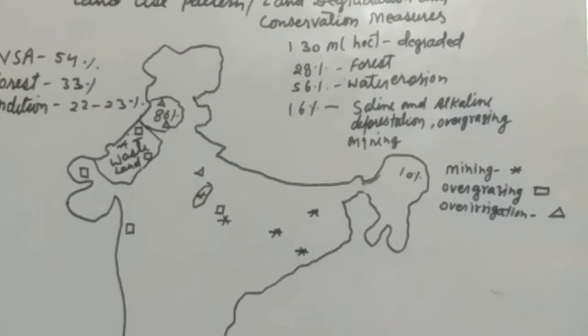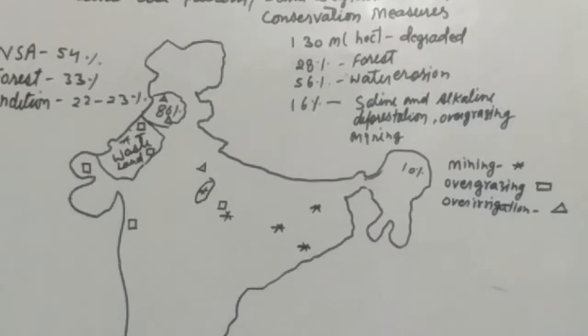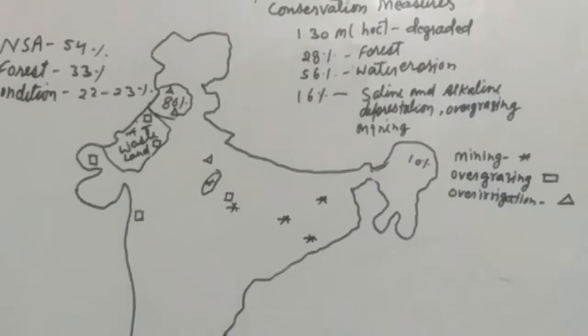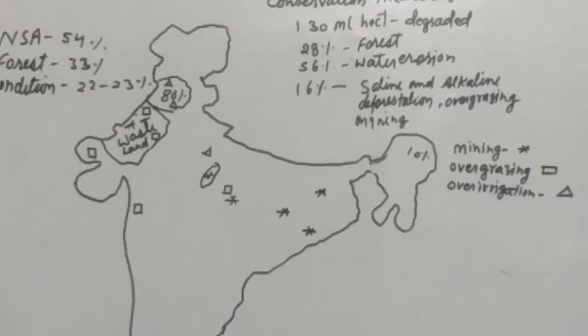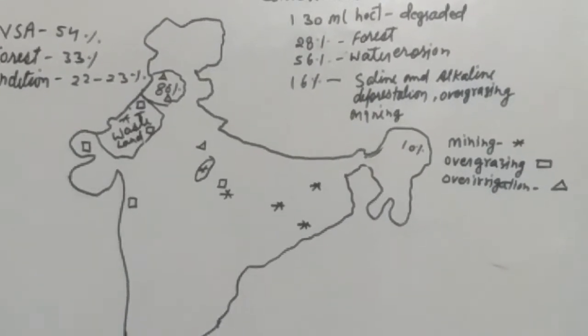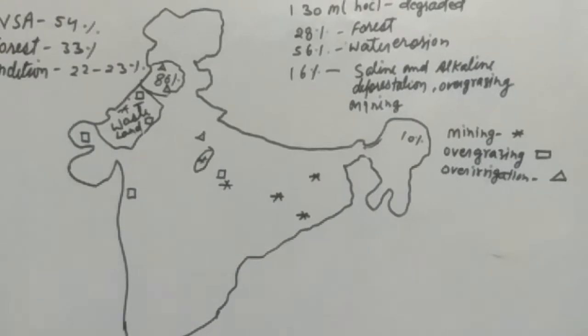And forest, which is essential for the country, should be 33%, but the condition of the forest at present time is only 22 to 23%. Maybe some percentage can be increased, but it can be very little.